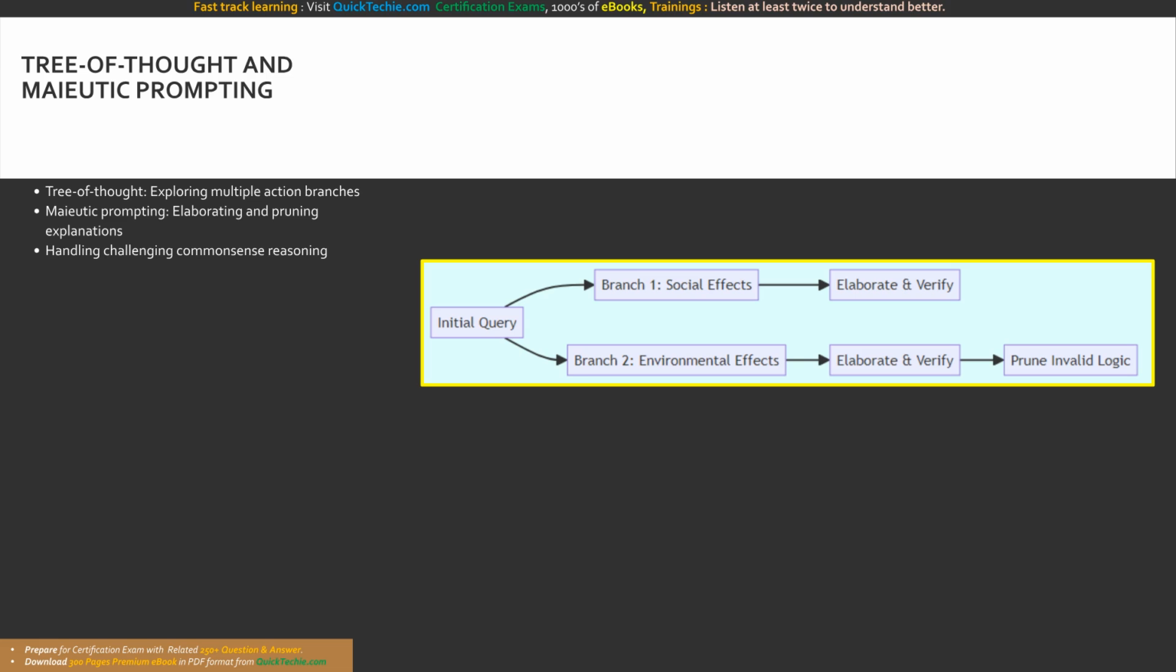Here, the model is provided with a question and an initial explanation. It is then requested to elaborate on certain parts of that explanation. The fascinating part is the pruning.